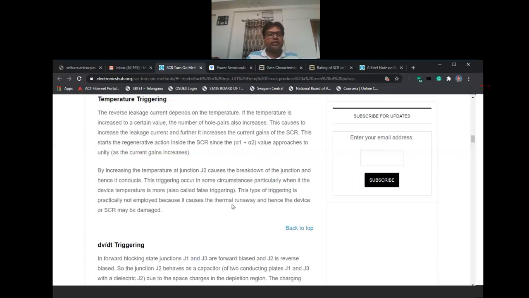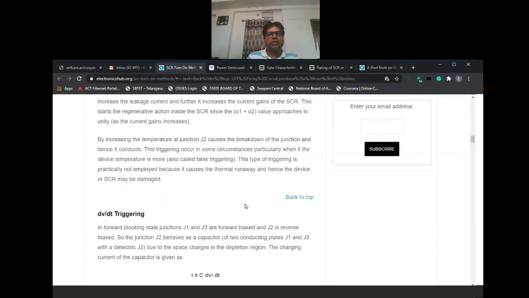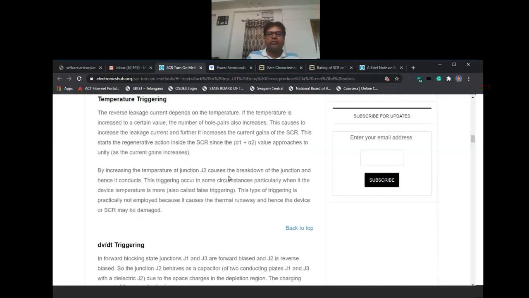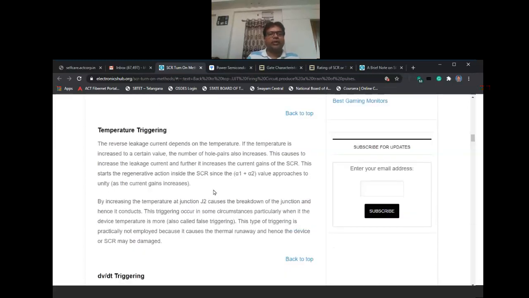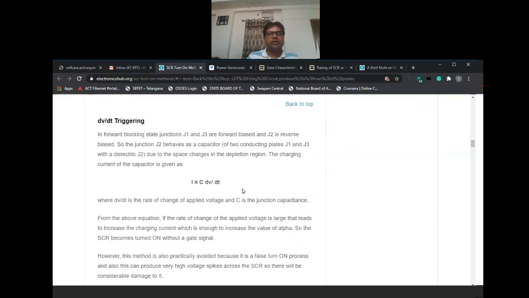This type of triggering is practically not employed because it causes thermal runaway. There will be some unwanted turn on of the SCR also because of this, and we rarely find temperature triggering of SCR.